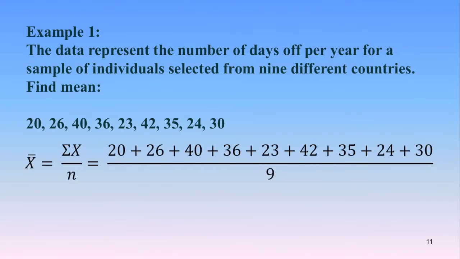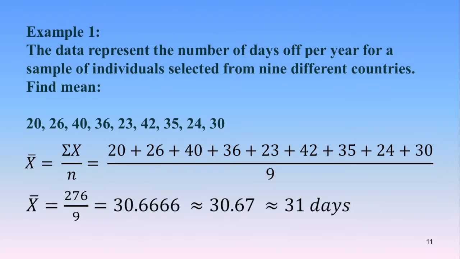Add all the numbers up and divide it by the total number of population or sample. And then after you add, we got 276 divided by 9 equals 30.666. When you round it up to 2 decimal places, that is 30.67. But please remember, your final answer depends on the problem. If the variable is discrete, you have to round that up to a whole number. If the variable is continuous, you can actually leave the answer until 2 decimal places.